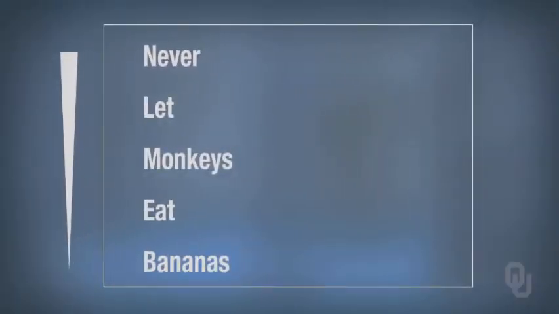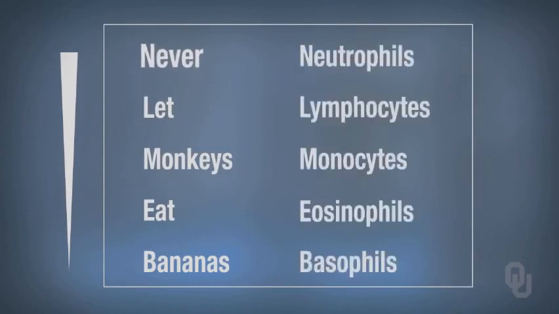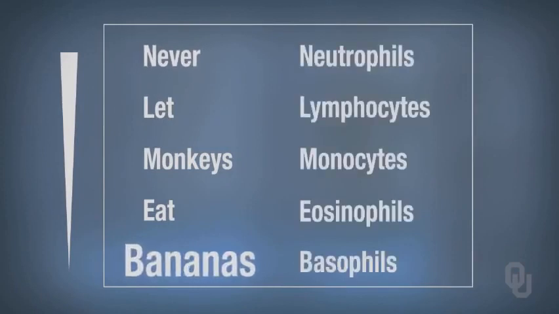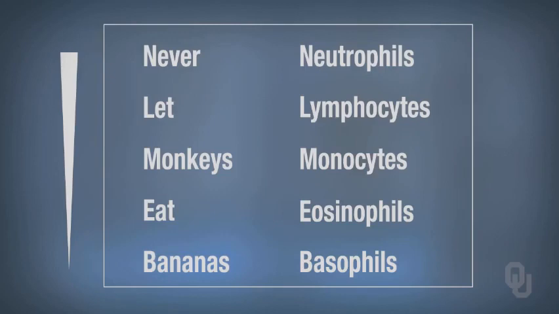So again, if you remember, never let monkeys eat bananas, that tells you the most abundant leukocyte all the way to the least abundant leukocyte, which are your bananas, or your basophils. So that way you don't have to memorize the amount per microliter. The reason this is important is because if you're looking at a slide, let's say you take a blood smear on a microscope slide, and this is a healthy person, and you're going through and identifying all the various white blood cells. Well, if you're finding more basophils than you are neutrophils, then you're probably not correctly identifying those cells.